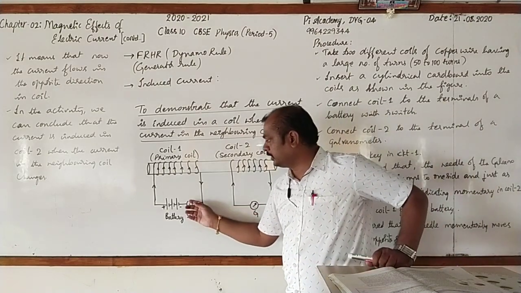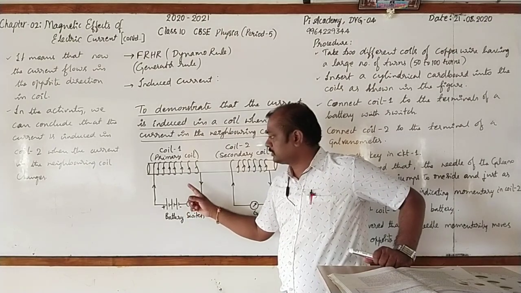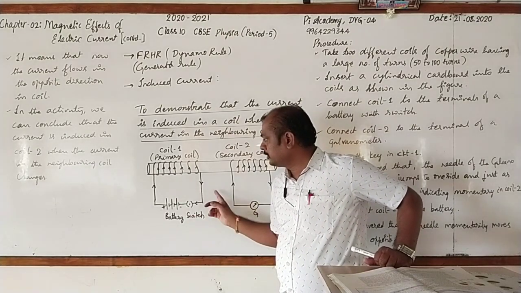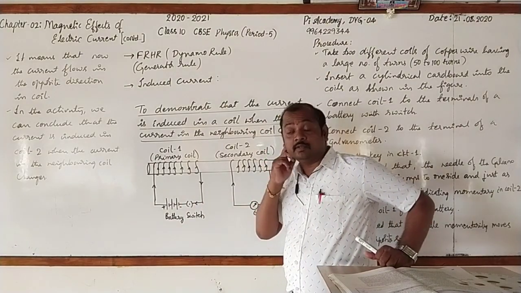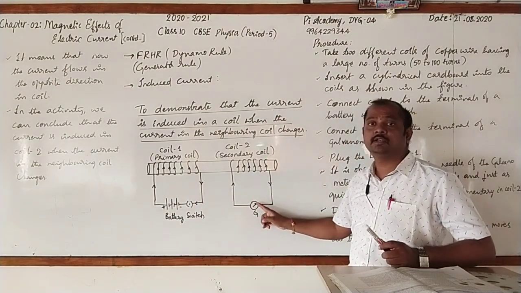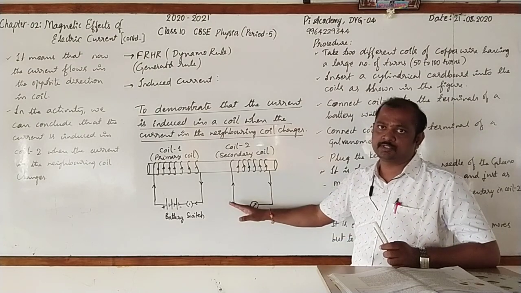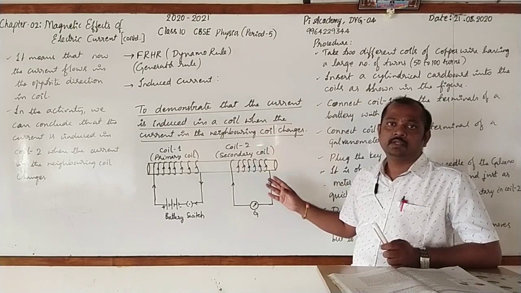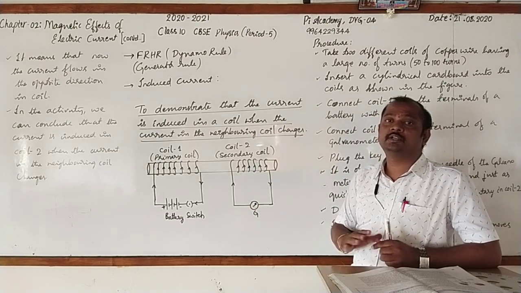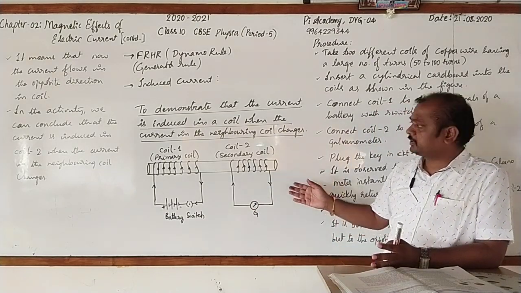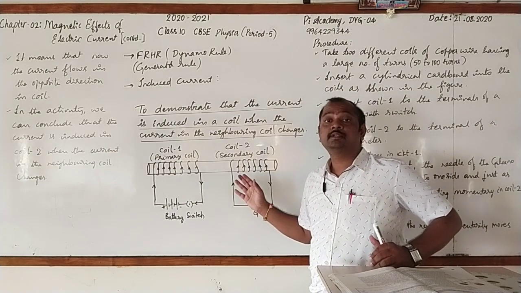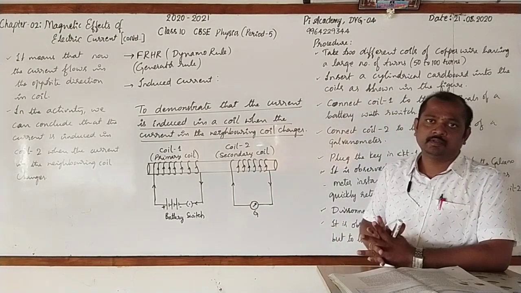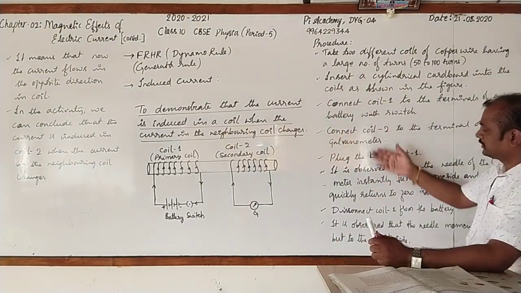Then when you switch off the first circuit, that means when you break the circuit, there will also be a deflection in the needle of the galvanometer, but in the opposite direction, which means current is induced in the second coil in the opposite direction. In both cases, current is induced momentarily. It is because of the change in the magnetic field linking with the coil. Clear? That is what has been written.